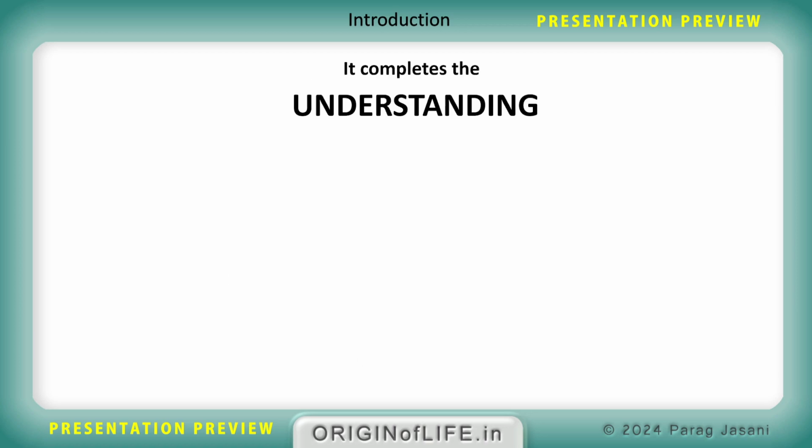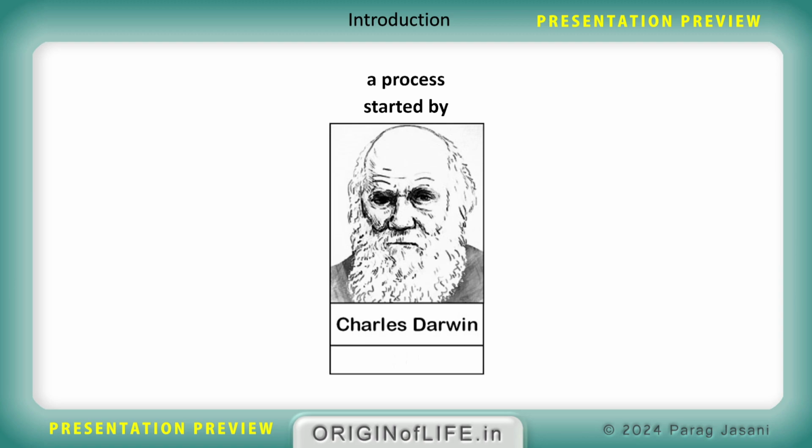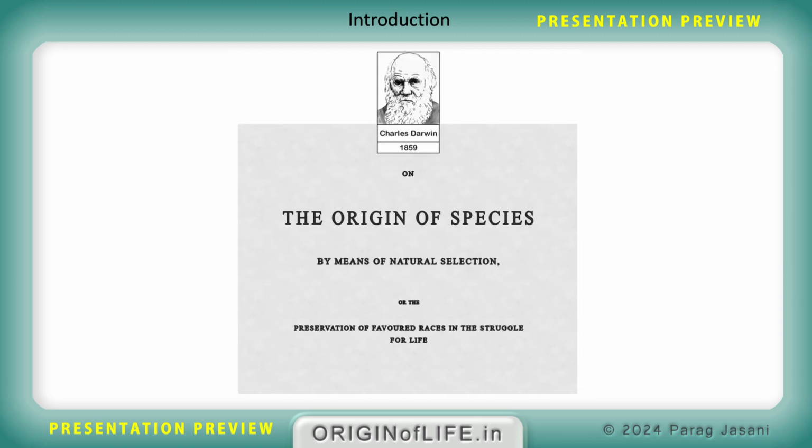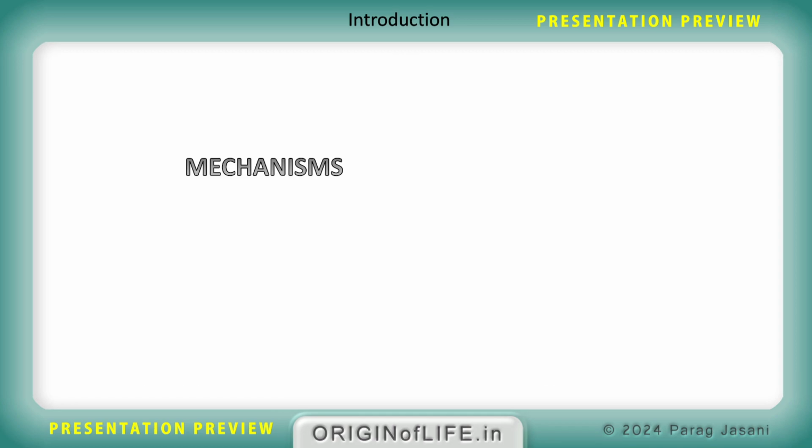It completes the understanding of development and optimization of features responsible for life, a process started by Darwin in the year 1859 in his book On the Origin of Species, by means of natural selection, which reveals how the physical body comes to life using the mechanism of consciousness. It reveals how mechanisms of your mind control your life by introducing you to the hidden side of what you are most familiar with, that is, yourself.